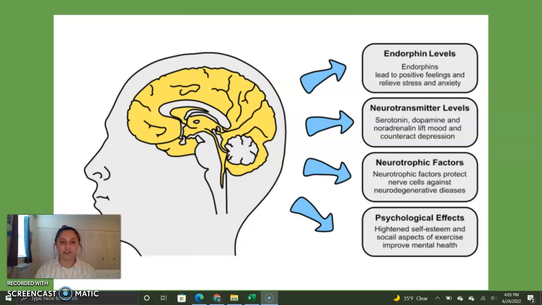This picture is showing the effects of exercise on the brain. There are increased levels of neurotransmitters such as serotonin and dopamine, all of the neurotransmitters that help uplift the mood and help counteract the effects of depression and anxiety, which can be withdrawal symptoms from addiction. There are also psychological effects such as heightened self-esteem and the social aspects of exercise, which also help improve mental health.